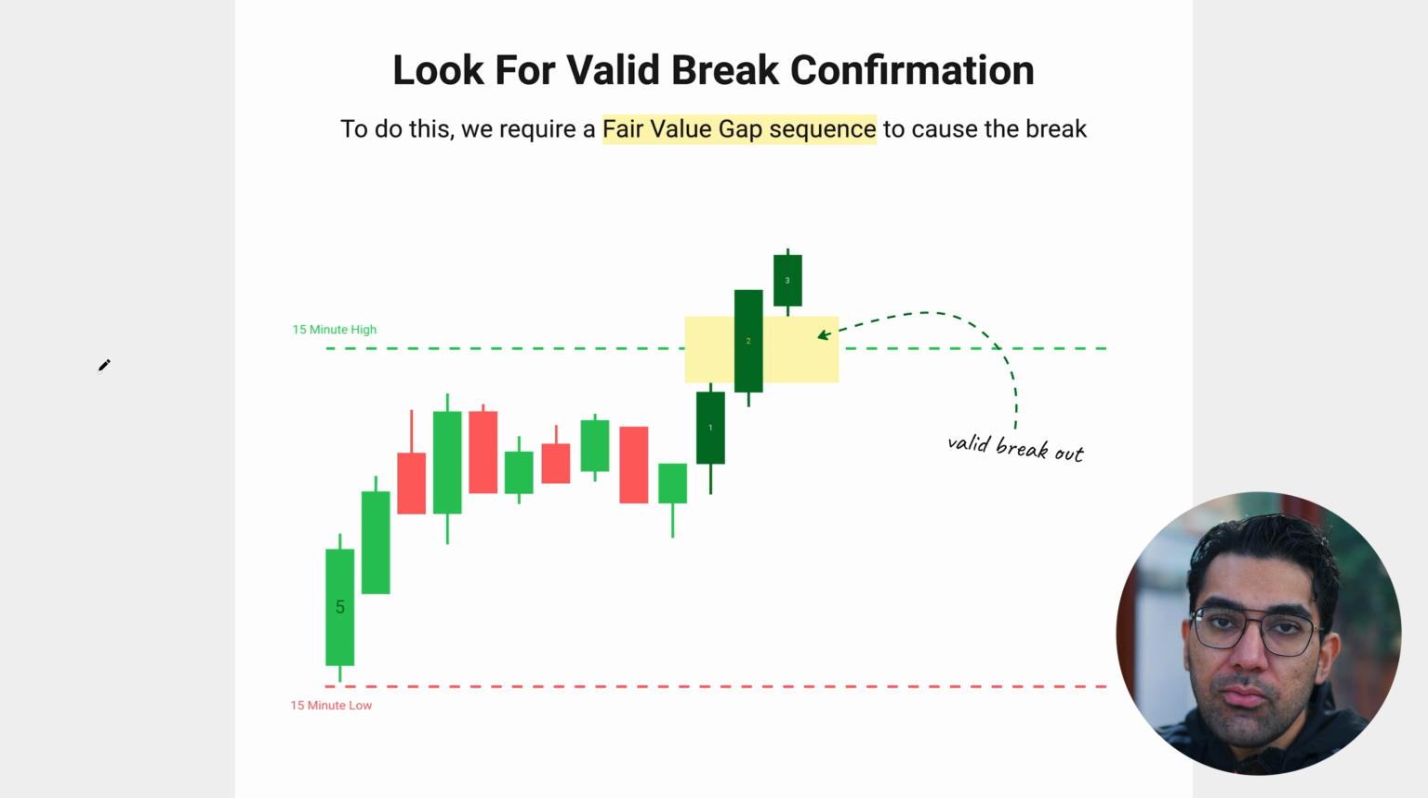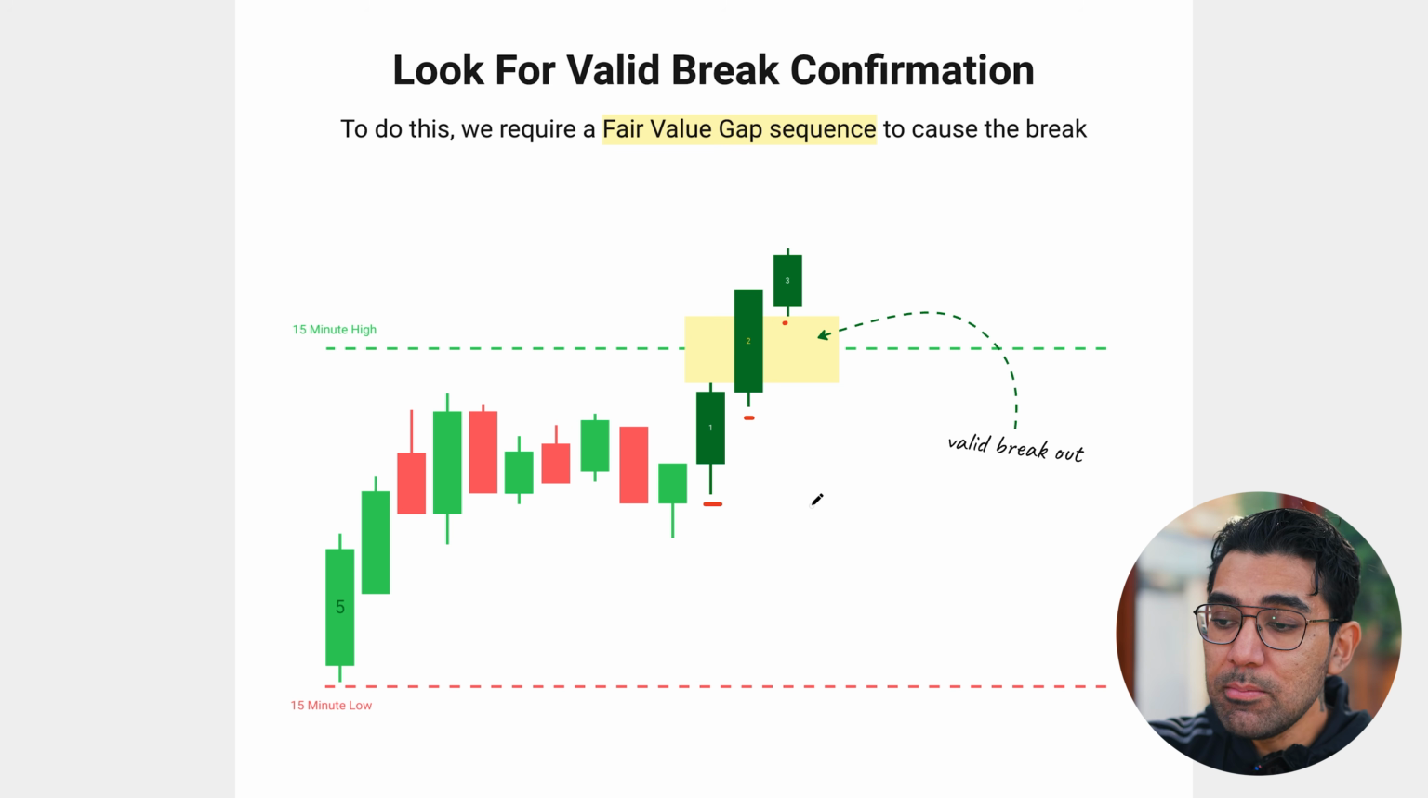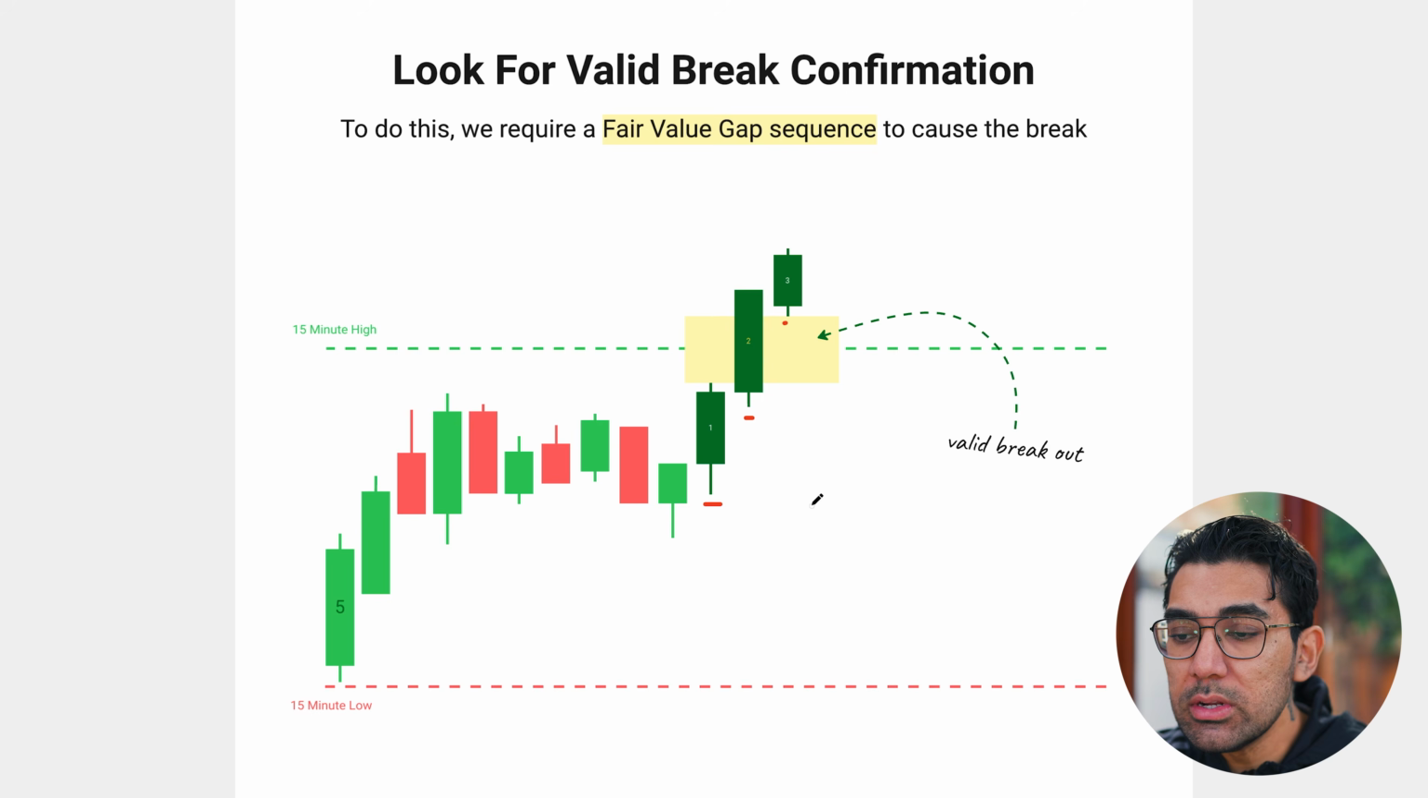So in order to have a valid break of the range, we need that fair value gap sequence to cause the break. As you can see right here, the sequence of candle 1, 2, and 3 is causing the break collectively. The dark green candles are the sequence that's actually breaking the range. That's very, very important to understand.